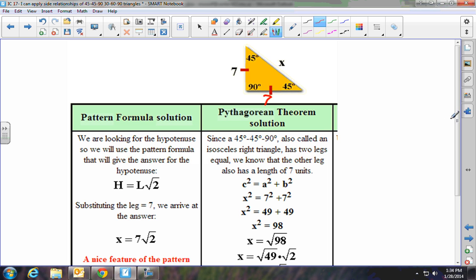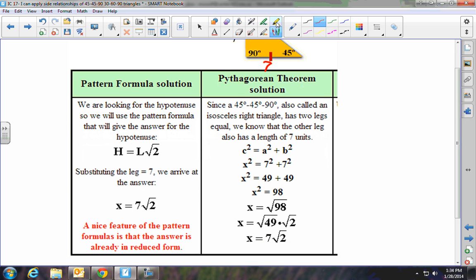So you've got two choices. You could do the Pythagorean theorem. And if you did that, you would have to do all these steps that we just did. A squared plus b squared is c squared. Square the numbers, add them, square root, simplify the radical, and you come down and you get 7 radical 2.